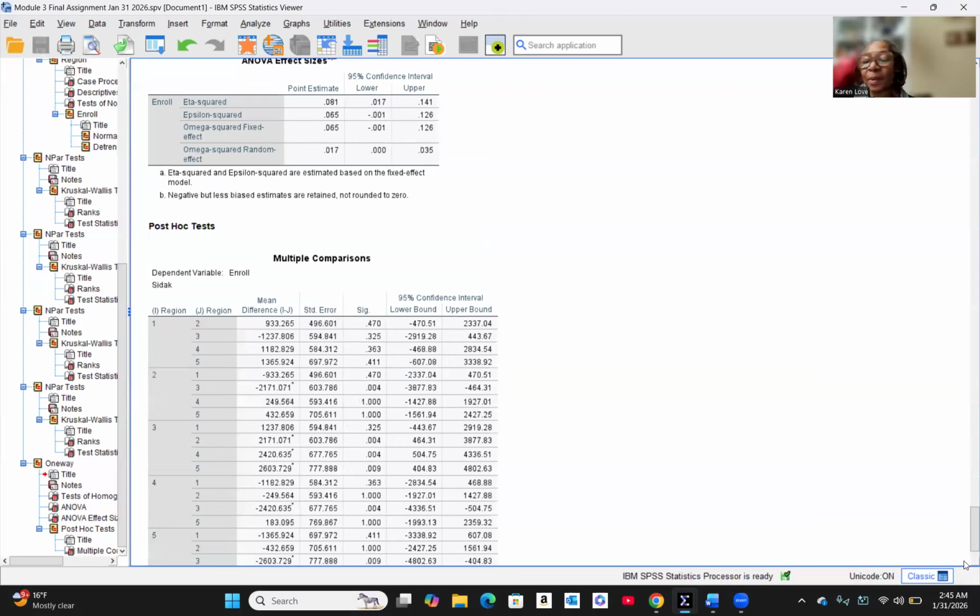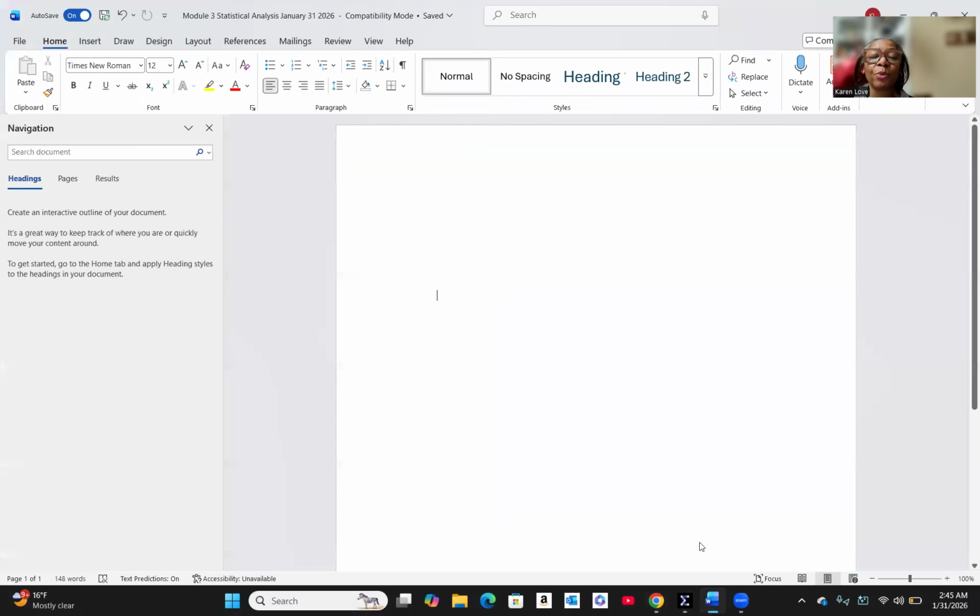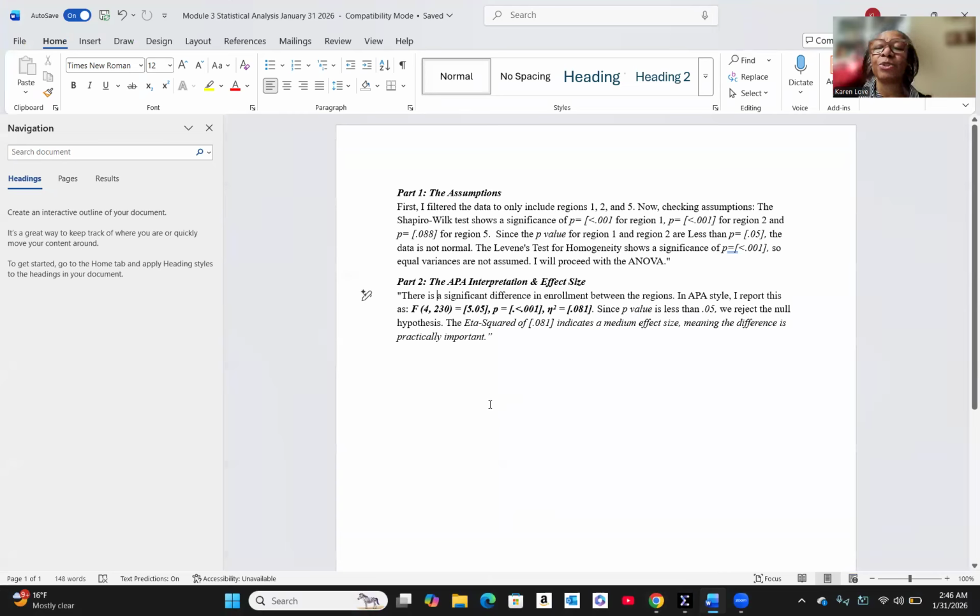When we go down to multiple comparisons, we see that in regions 1 and 2, the significance is 0.470. When we compare regions 1 and 5, we see that that number is 0.411. And then we move down to the last comparative enrollment region, which was region 2 and 5. And we see a significance of 1.00. So the analysis that I have shared with you is summarized here in the assumptions.